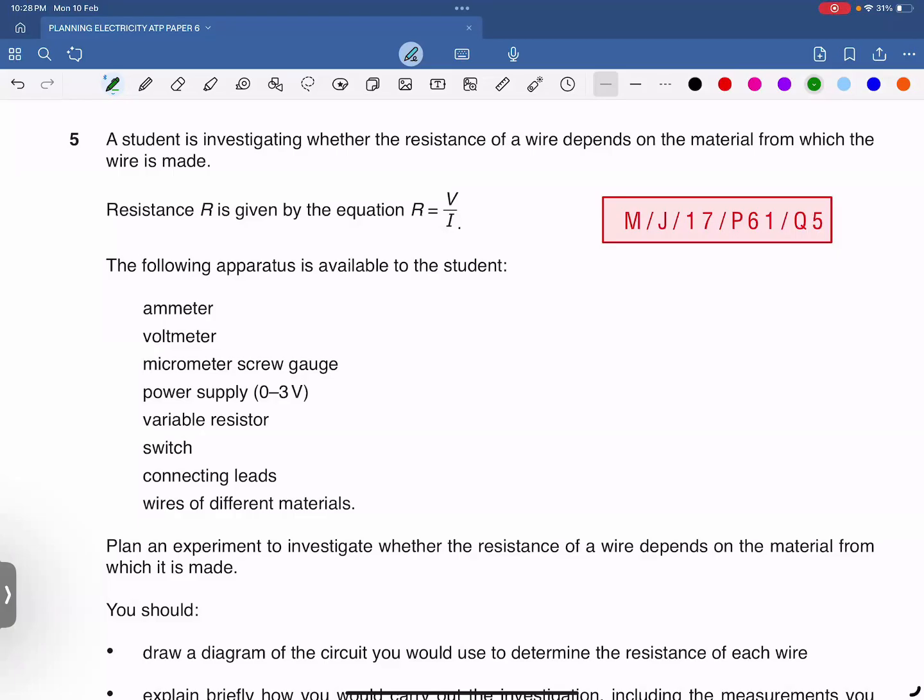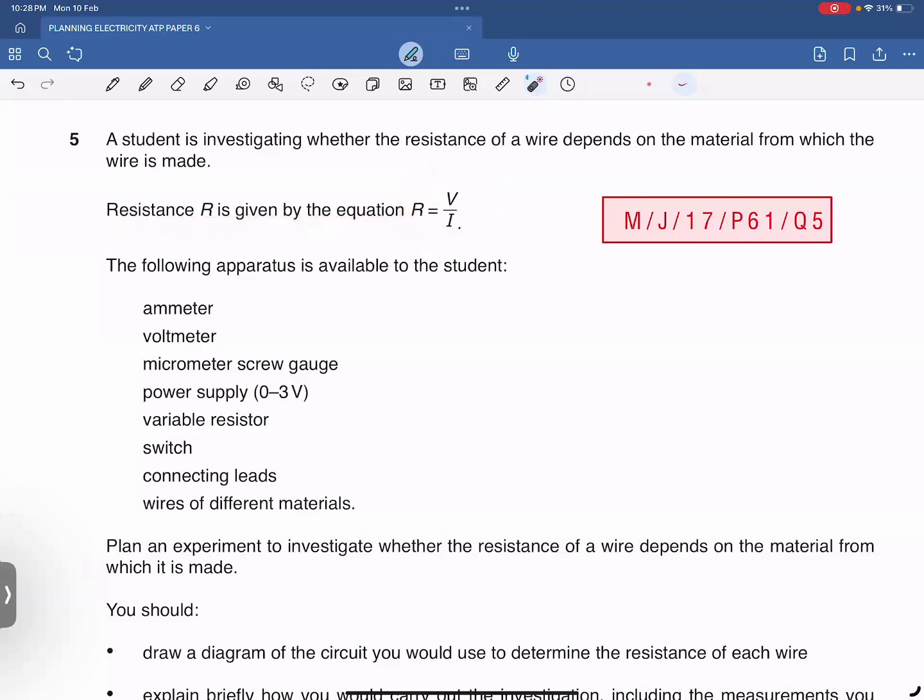Hello, welcome dear students. In this video, we are going to solve a planning and investigation question for May-June 2017, paper 6, variant 1, question number 5. A student is investigating whether the resistance of a wire depends upon the material from which the wire is made. Resistance R is given by the equation V over I.